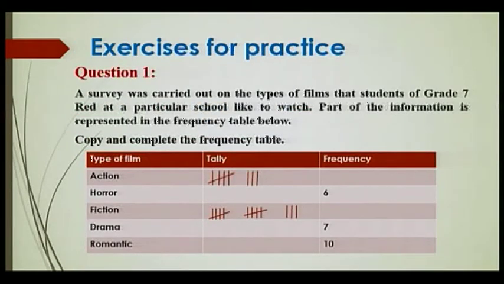Now you have some exercises for practice. So you've got different types of questions. The first one: a survey was carried out on the types of films that students of grade 7 at a particular school like to watch. Part of the information is represented in the frequency table below. So if you look at this table, you have to copy and complete. So for some items, you already have a tally, you need to find the frequency. For others, you have a frequency and you need to put the tally.